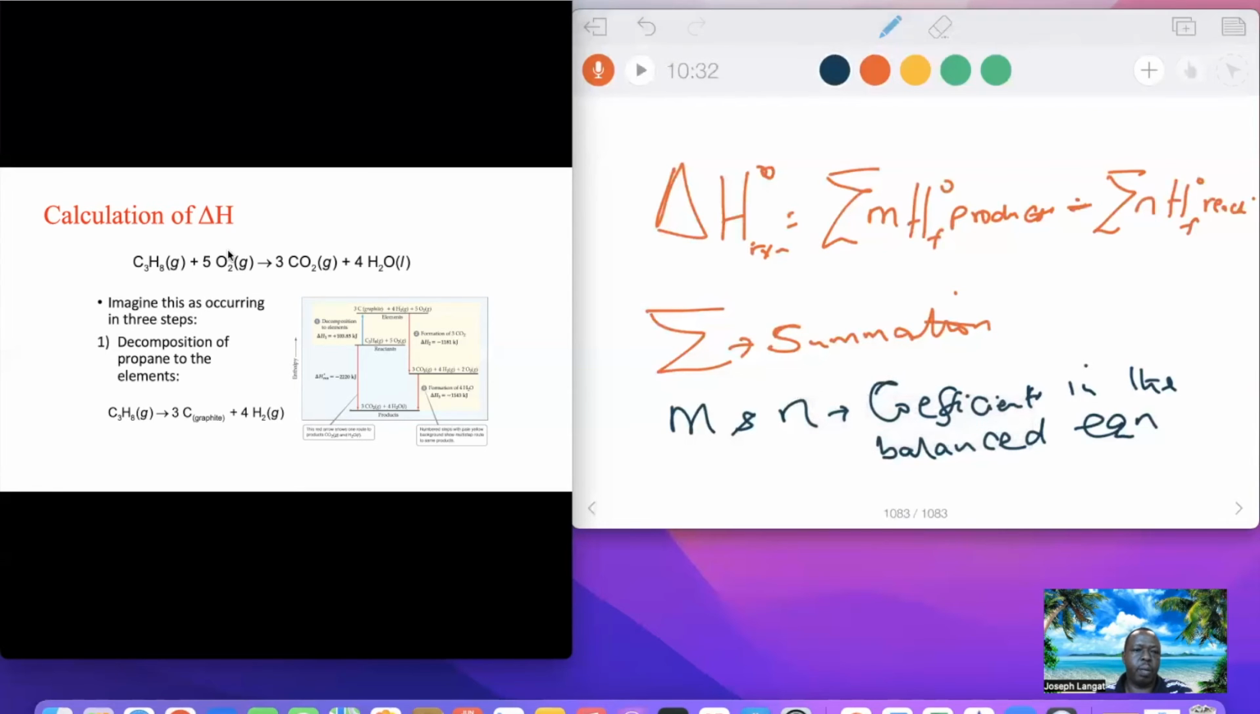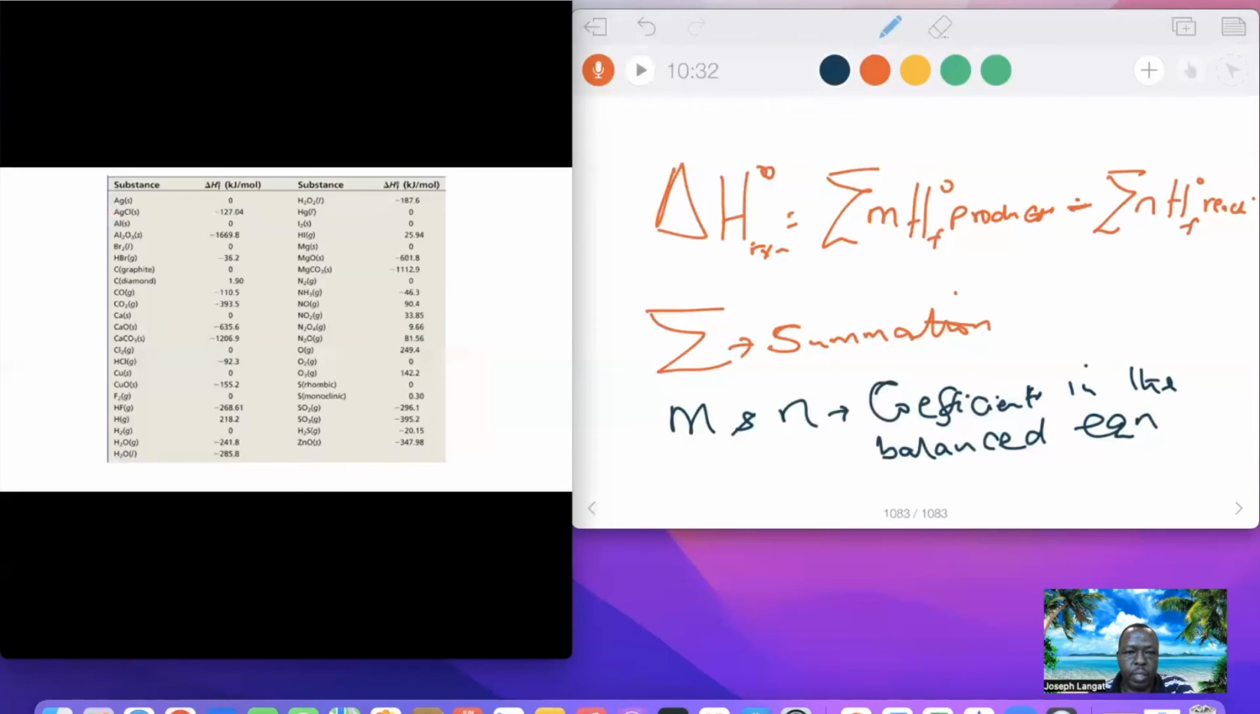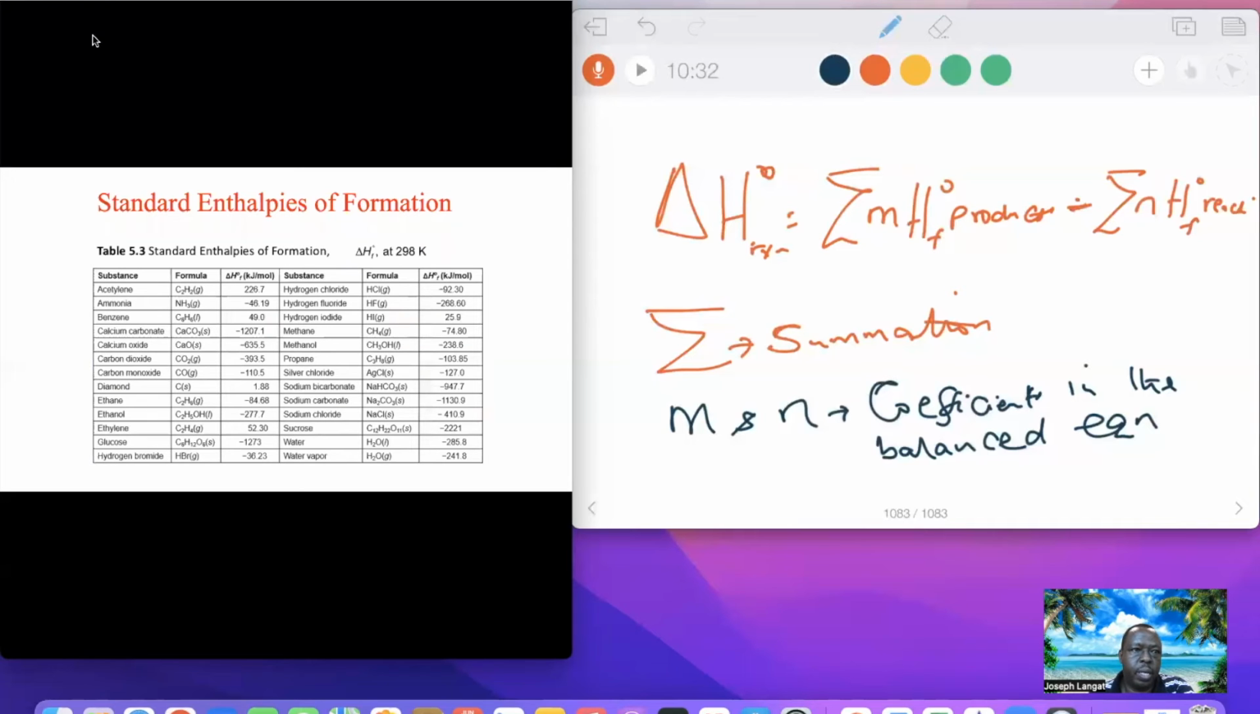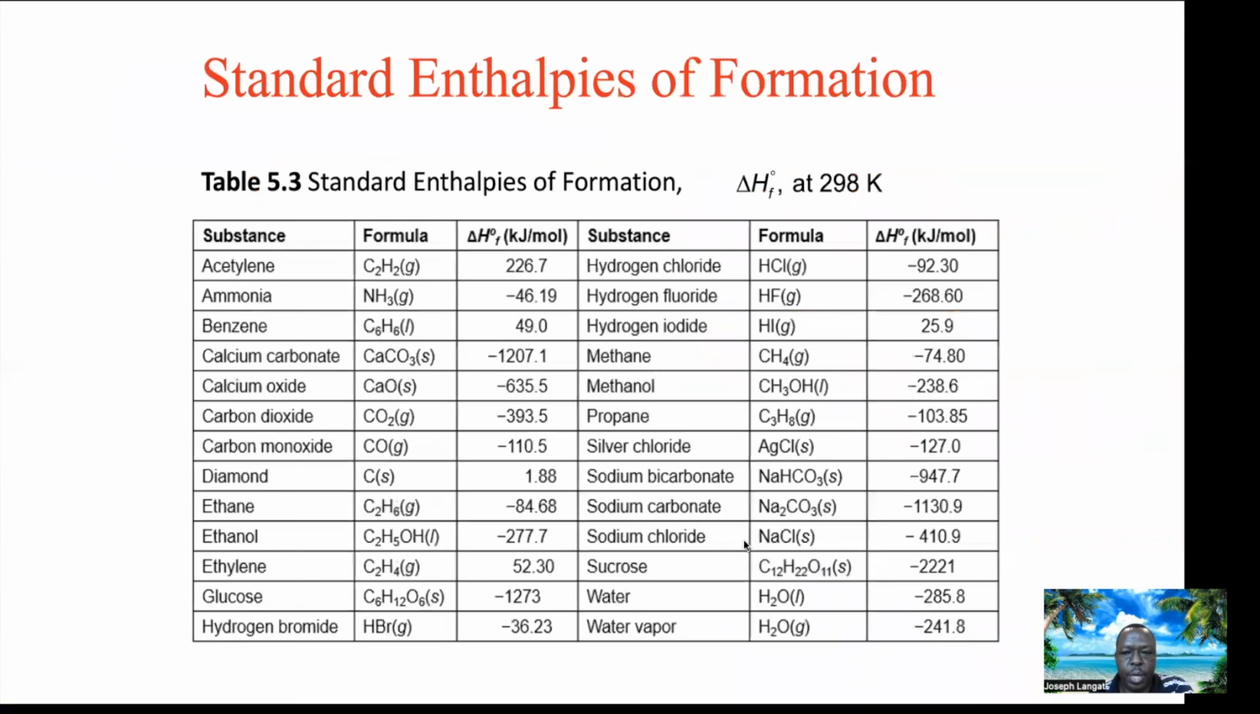That's what you will need to multiply by. For example, for oxygen we multiply by 5. For propane, this is propane right here, we multiply by 1. For carbon dioxide, we multiply by 3. For liquid H2O, and by the way, physical state also plays a role. You may have CO2 in solid state or CO2 in gaseous state. You can have liquid H2O or gaseous H2O.